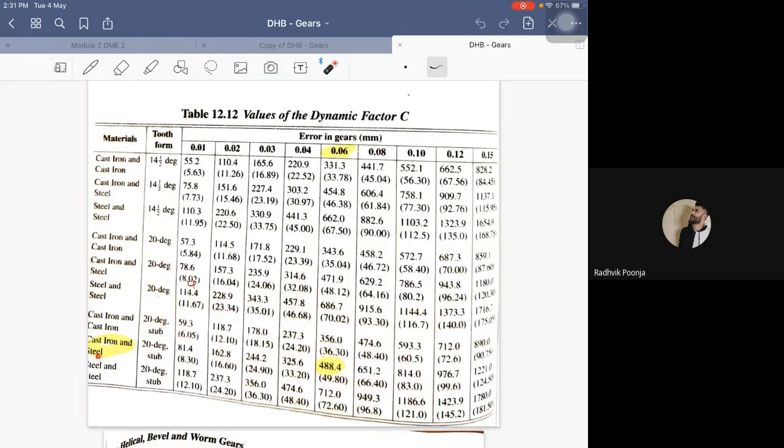If you have the material configuration and the tooth configuration, suppose 20 degree involute, 20 degree stub, or 14.5 degree involute, you can go with 14.5 or 20 degree or 20 degree stub based on the data which is given in the problem. If he has mentioned the material, you can go with that particular material. Now, in order to choose it, you have to know the error, whether it is 0.01, 0.2 or 0.3. From where will you get the error? Again, you have a table for that.